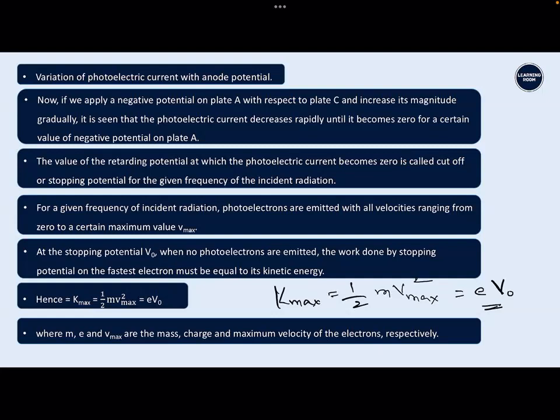So what we are trying to say is, when you apply the work energy theorem, work done by the stopping potential is equal to the change in kinetic energy. Everybody knows work energy theorem, right? Work done by all the forces will be equal to the change in kinetic energy. That's what you need to do. Is it clear?